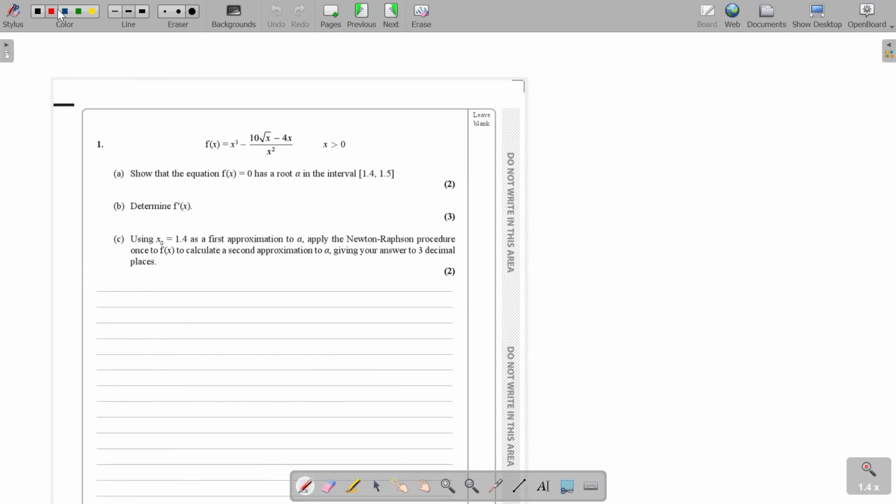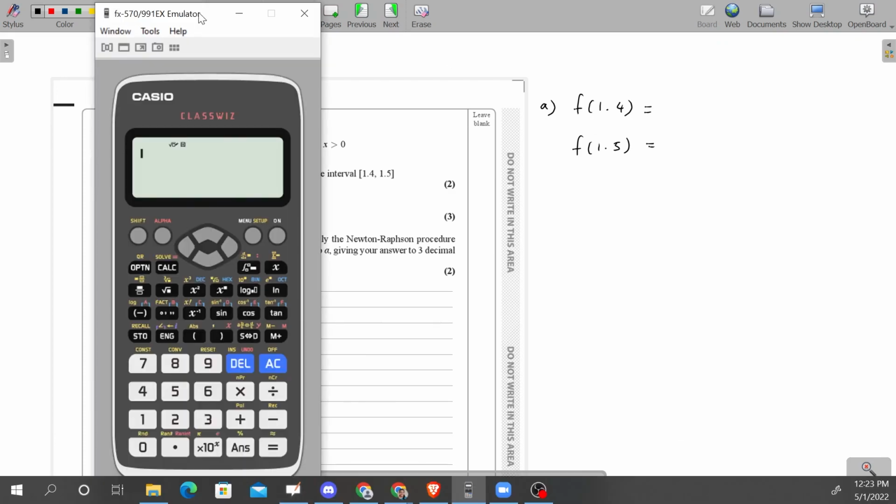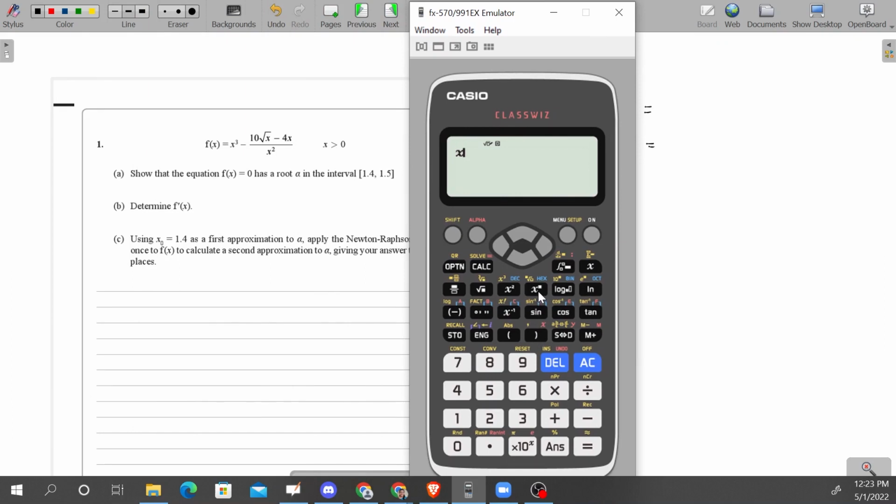What do we do? First thing is, you substitute the value f of 1.4 and get the value f of 1.5, right? So get these two answers. So f of 1.4, let's type the equation in the calculator. So you can type x cubed minus bracket 10 root x minus 4x divided by x squared. Can you see? I'm typing the entire equation in the calculator.